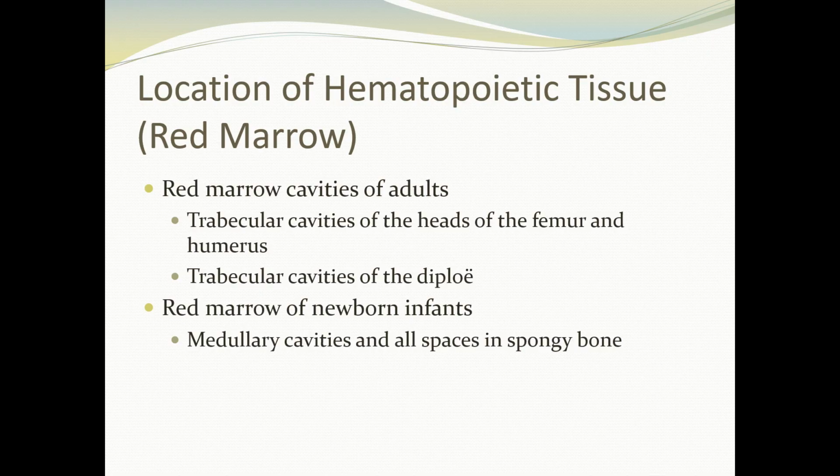Let's look further at the red bone marrow location in the bone. So the red bone marrow cavities of adults will be found in the trabecular cavities of the heads of the femur and the humerus. So basically in the proximal epiphyses. That's what the head is of a long bone, the proximal end. Red bone marrow will also be found in the trabecular cavities of the diploe. Particularly the coxal bones or hip bones are a great place to harvest red marrow in an adult. The red marrow of newborn infants is going to be found in the medullary cavities of the long bones and all the spaces in the spongy bone.